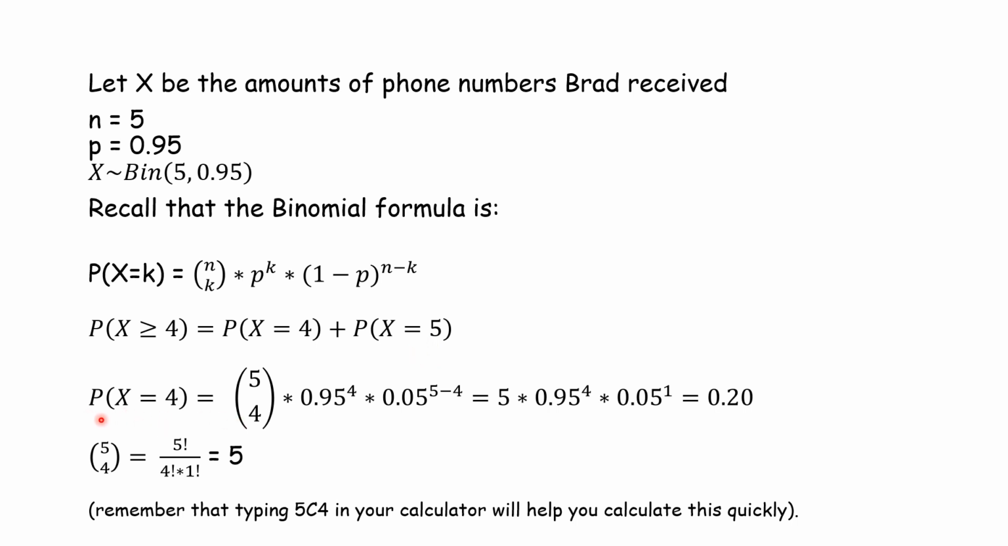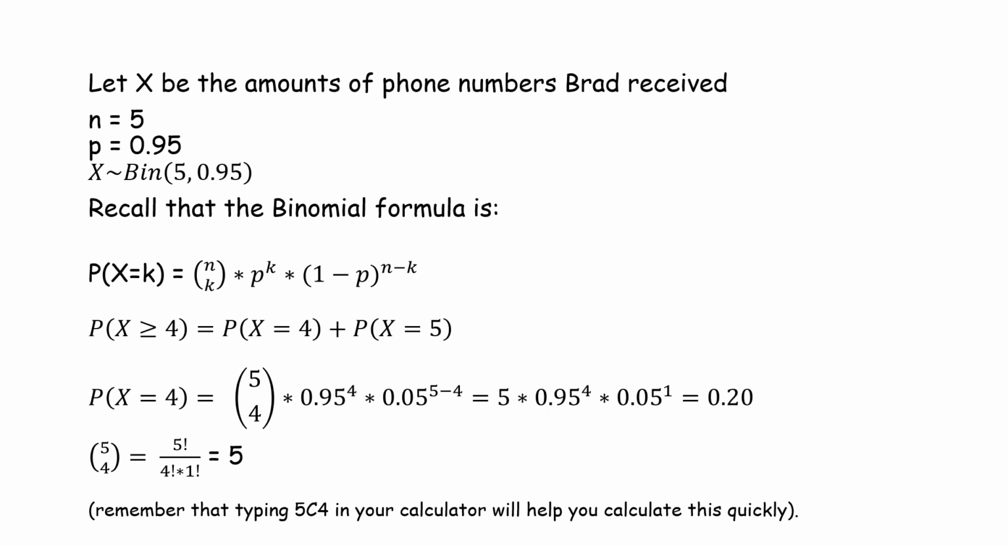All we need to do is to plug in everything in the binomial formula over here. So as we can see, n equals 5, k in our case is 4 successes, for 4 numbers, p is 0.95, remember it's p to the k, so again k is 4, k is the amount of successes.